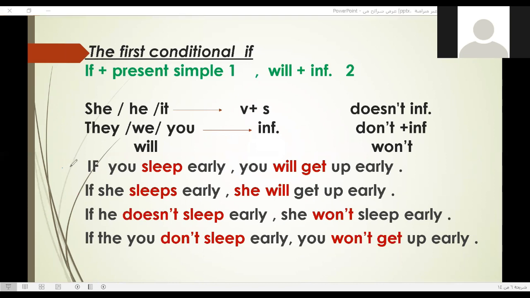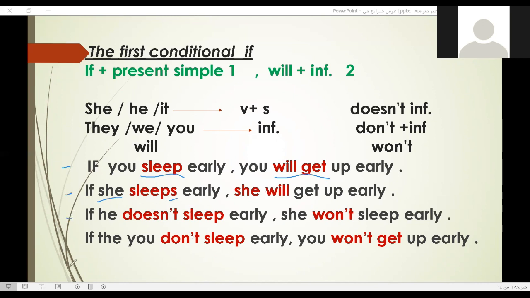If you sleep early, you will get up early. You notice that we used the infinitive form of the verb and we used will plus infinitive. Thanks a lot. The second one. If she sleeps early, she will get up early. So why did we add s here to the verb sleep? Because we are talking about she, he, or it. We add s to the verb in the present simple.